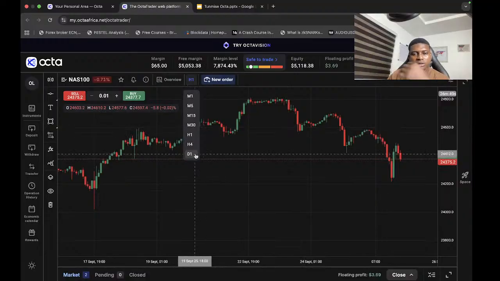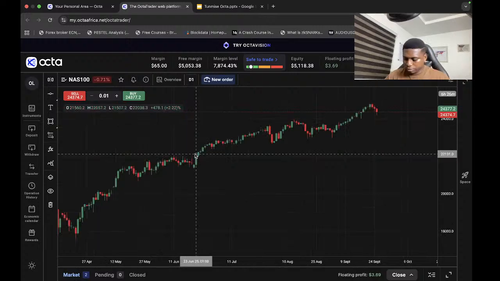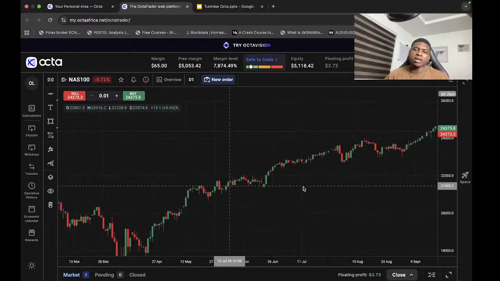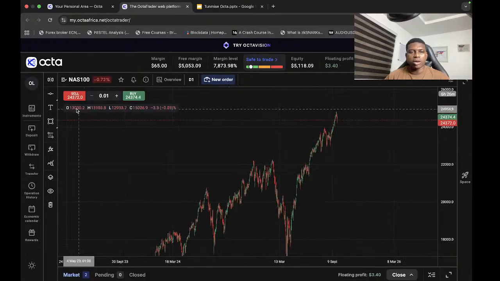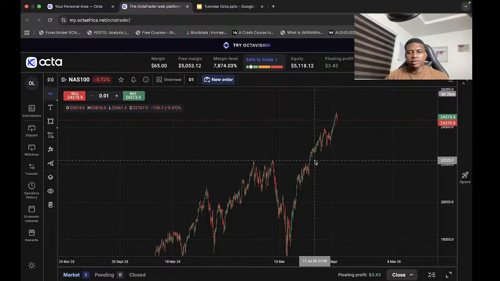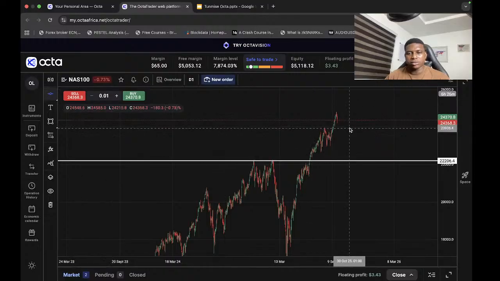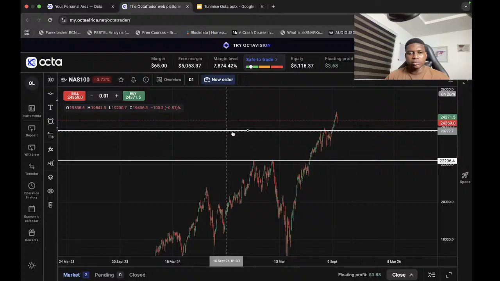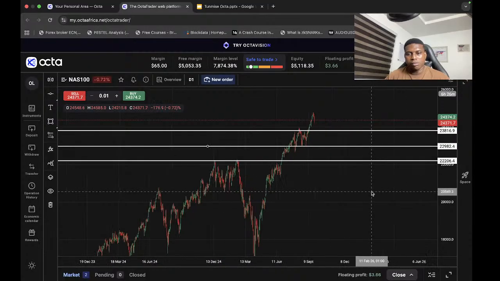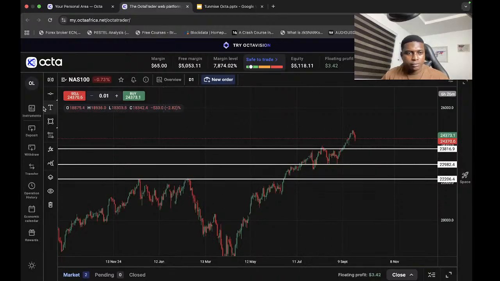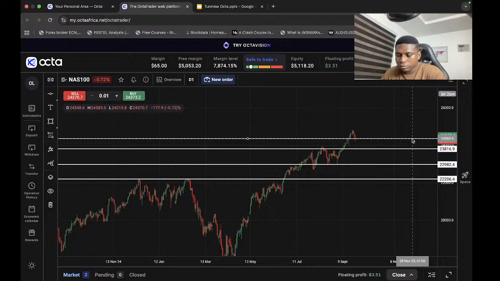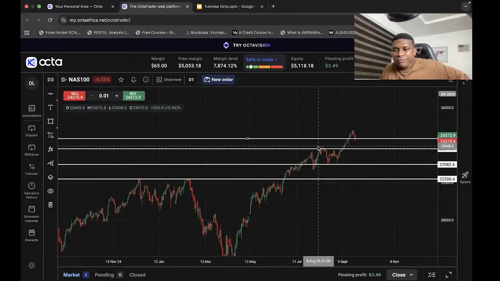Let's go down to the daily time frame. Now, if you look at this from the daily time frame, let's map out key levels of support and resistance. Key levels of support and resistance. Okay. These are key levels of support and resistance.